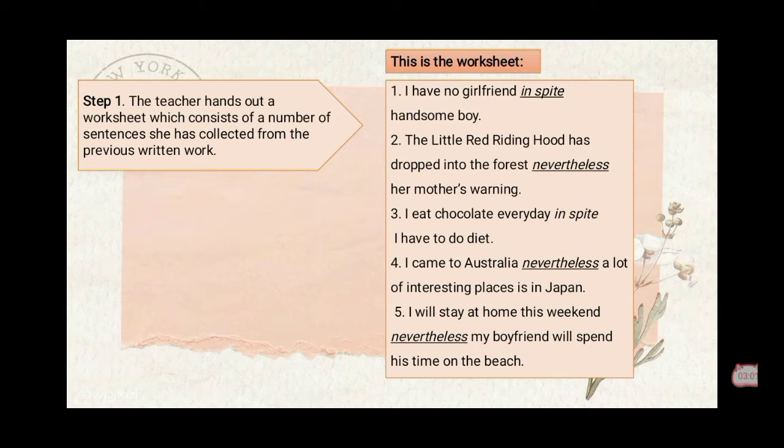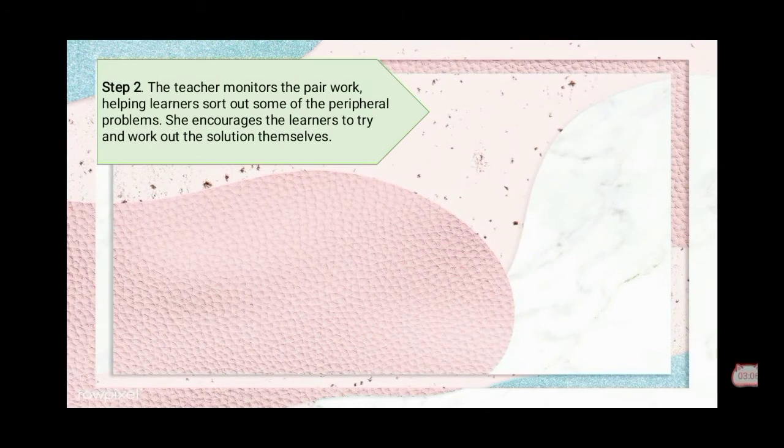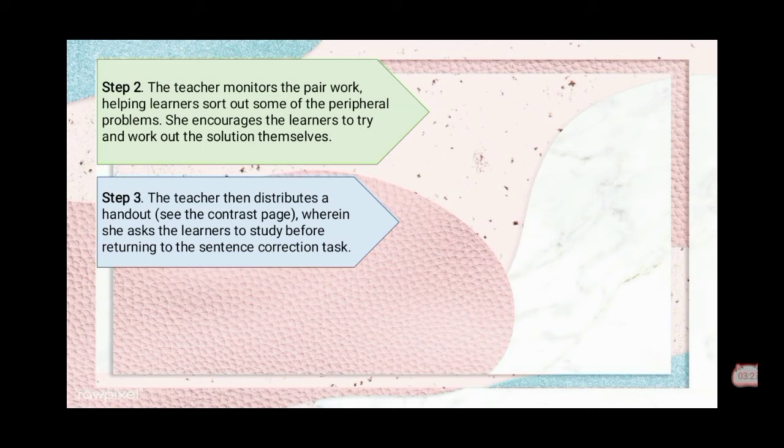So next, let's proceed to step number 2. The teacher then monitors the pair work, helping learners sort out some of the peripheral problems, and she also encourages the learners to try and work out the solution themselves. So step 3, the teacher then distributes a handout, let's see the contrast page later, wherein she asks the learners to study before returning to the sentence correction test.